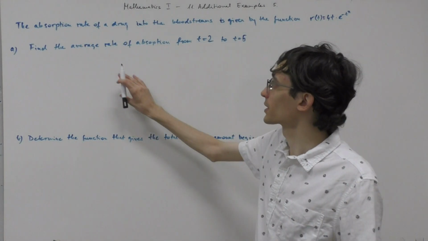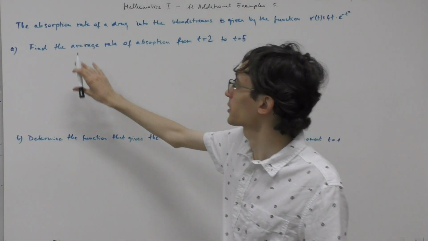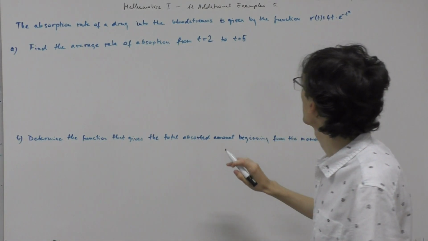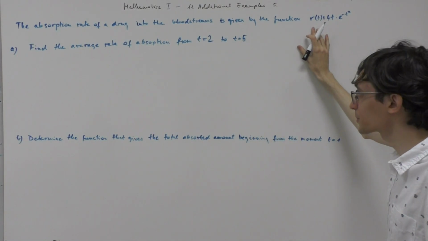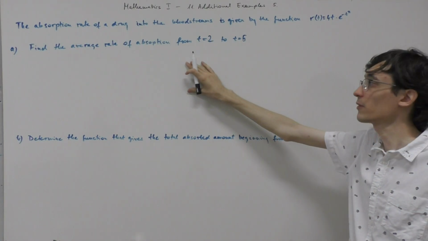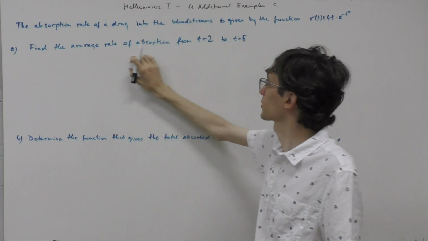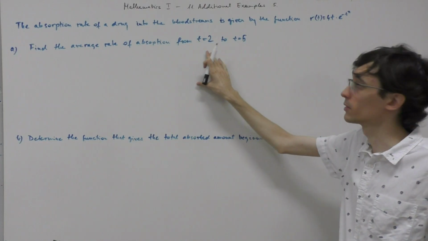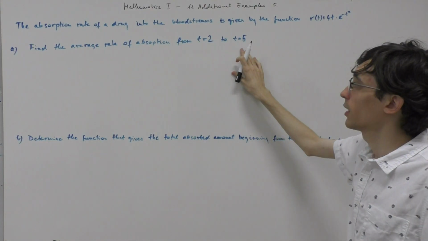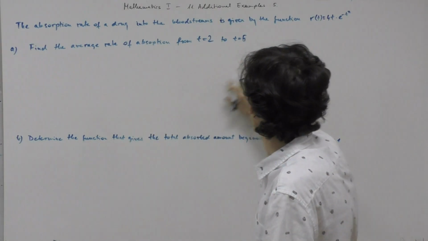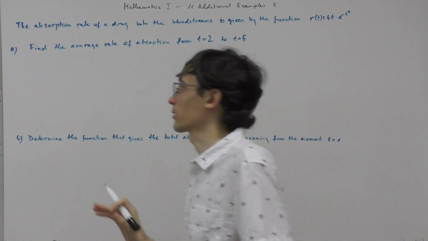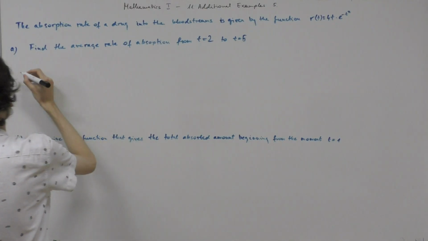So our next exercise is a real world problem. We are given the absorption rate of a drug, which is given by this function R. And in part A, we must find the average rate of absorption from t equals 2 to t equals 5. And the average rate of absorption is of course nothing else but the integral average of our function R. So let's just try that.